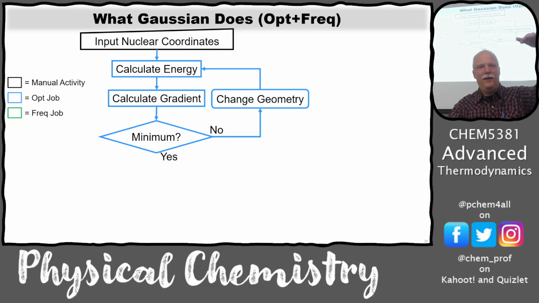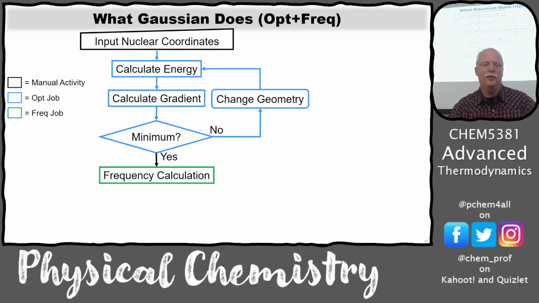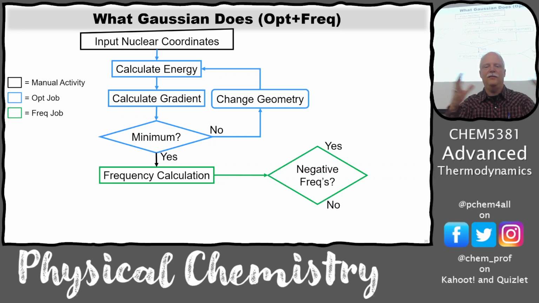But most of the time, it finds its way to a minimum, and we end up exiting this loop to a frequency calculation. So again, if you're doing an opt-freq job, this is automatic. It will end that first calculation, go into the second calculation, the frequency calculation. And then it will calculate the vibrational frequencies. If there are negative vibrational frequencies, then you're at the top of a hill. So think about the roots of a parabola, okay?